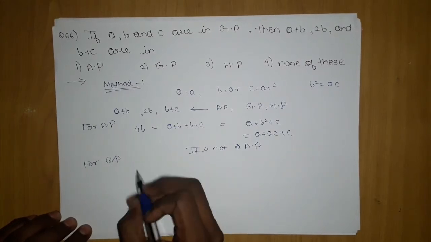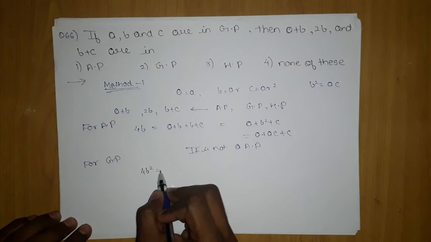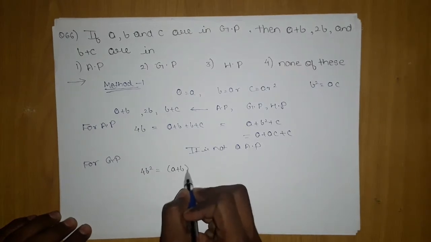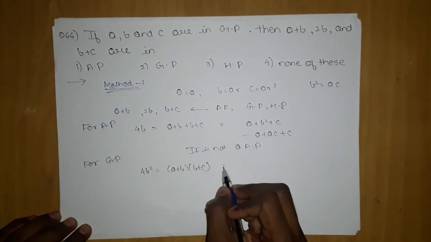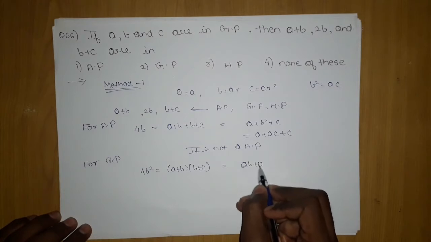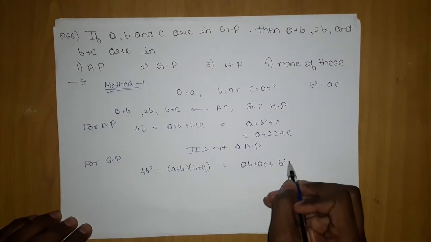Now we will check for GP. For GP, what should be the condition? 4B square should be equal to (A plus B) into (B plus C). So we will multiply: AB, AC, B square, BC.